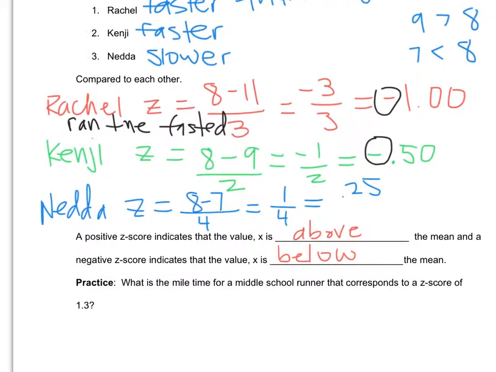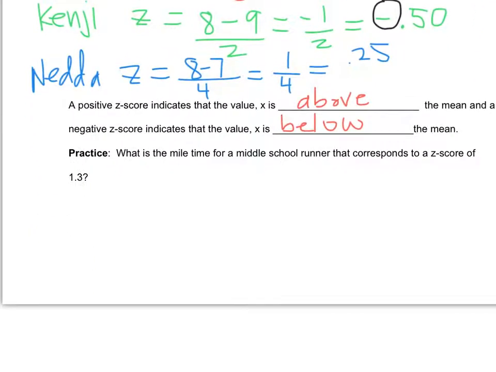Okay, one more thing we want to do here. We want to go the other direction. So what if we have a z-score of 1.3 and we want to determine what mile time for a middle school runner that corresponds to? Okay, well, let's just say x is equal to the mile time, because that's like the data value. So that's what we're looking for.